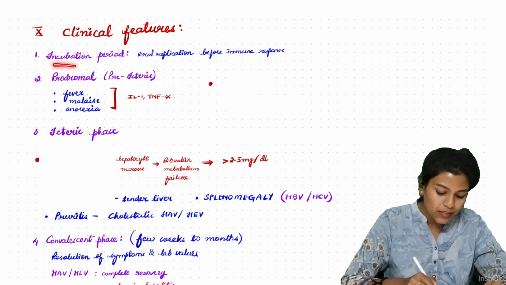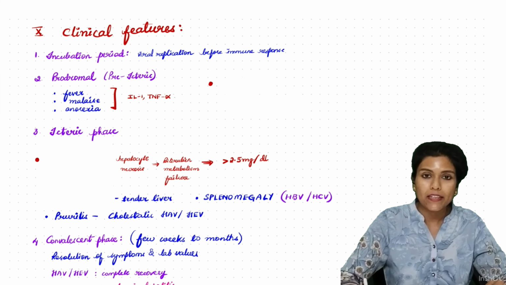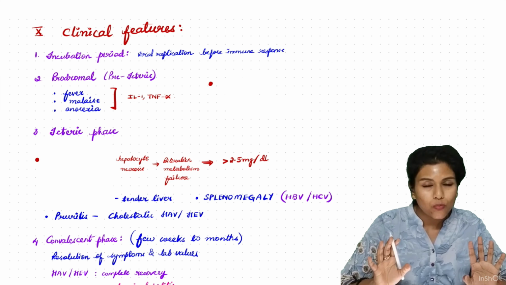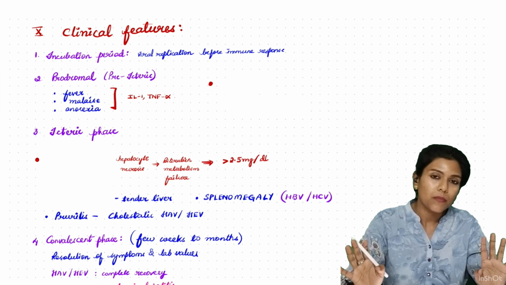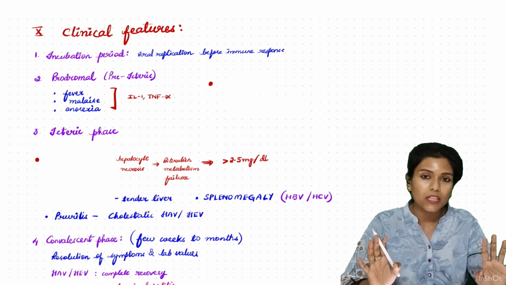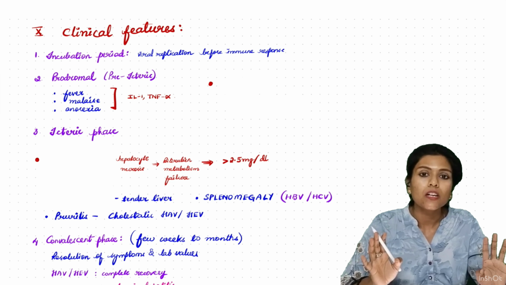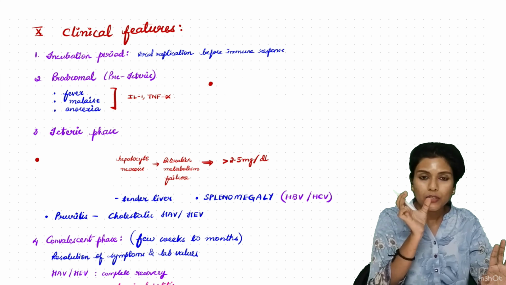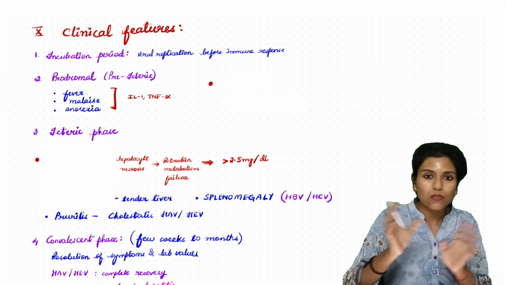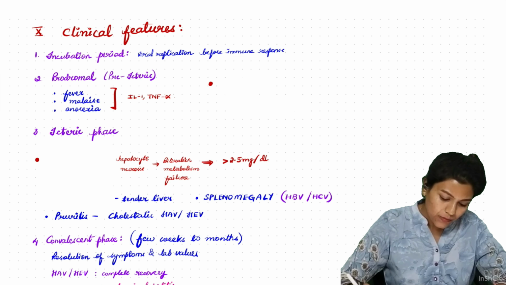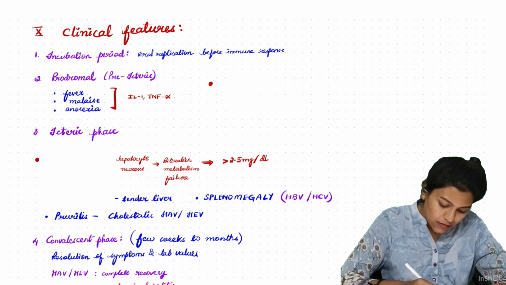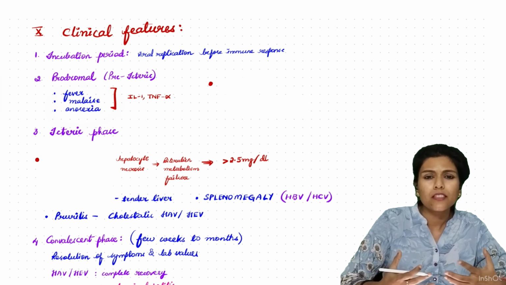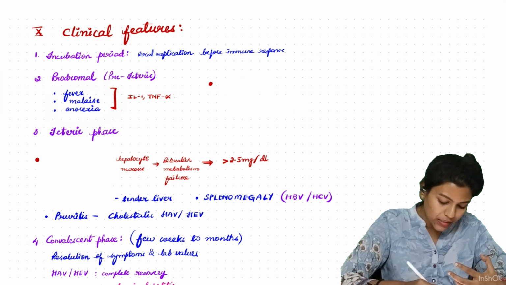So the incubation period is a silent period. It is asymptomatic, during which the virus will only replicate, with viral replication before any immune response is mounted. This is about the incubation period or the asymptomatic period. The duration will change from virus to virus.